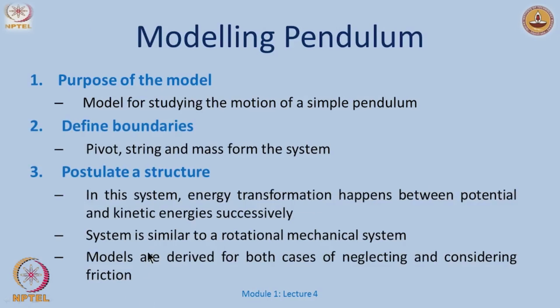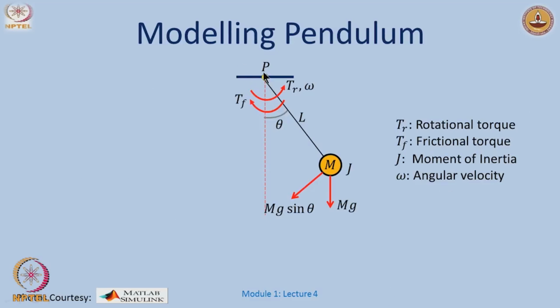Okay, the structure is similar to a rotational mechanical system, right. You have rotational motion, possibly a torque, external torque, or the system's own torque because of its inertia and so on. Neglect friction, I just draw something like the free body diagram which I am used to in my 12th standard physics. I have the rotational torque, there could possibly be some frictional torque, moment of inertia J, and some angular velocity omega.